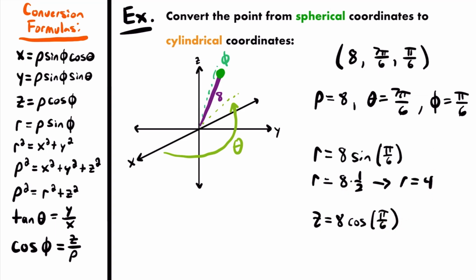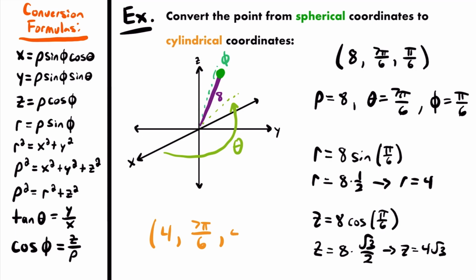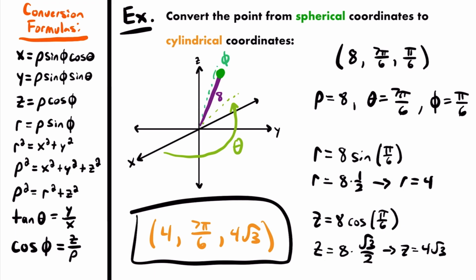And then cosine of pi divided by 6 is the square root of 3 divided by 2. So z equals 8 times the square root of 3 divided by 2. 8 divided by 2 is 4, so z is equal to 4 square roots of 3. All right, and then putting all of our coordinates together, we have r equals 4, then theta equals 7 pi divided by 6. That's the same angle that we were given for the spherical coordinates, it remains the same. And then we have a z-coordinate of 4 square roots of 3. Those are the cylindrical coordinates that are equivalent to the spherical coordinates. They will represent the same exact point in the 3D coordinate system.